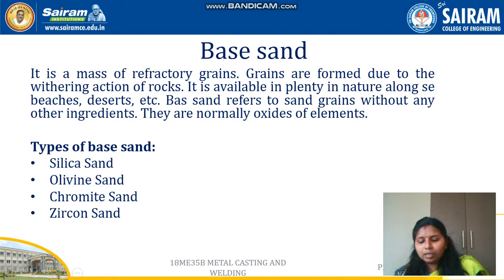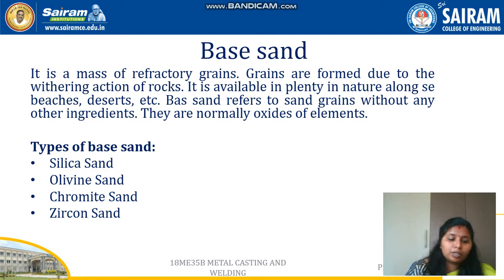The next one is olivine sand. Olivine sand is typically used in non-ferrous foundries. With its thermal expansion about half that of silica, it is also suitable for production of steel castings, but the cost is high compared to that of silica sand.